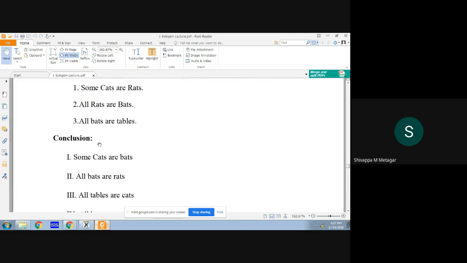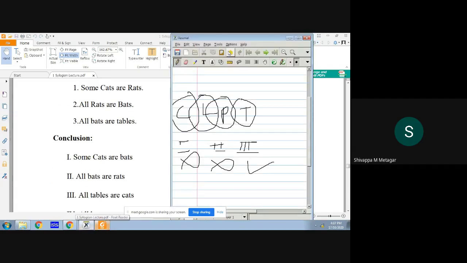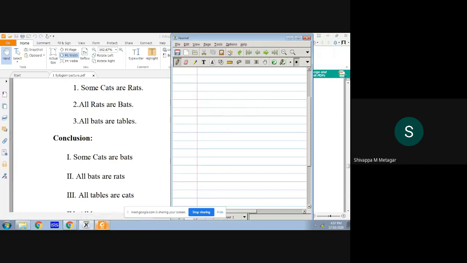And then the conclusions they have given. Okay, the last statement we will discuss. First one, first point: some cats are rats. Here, cat, rat. Some rats are bats. And all bats are tables. Here, all bats are table. Conclusion 1 they have given, conclusion 2, conclusion 3.